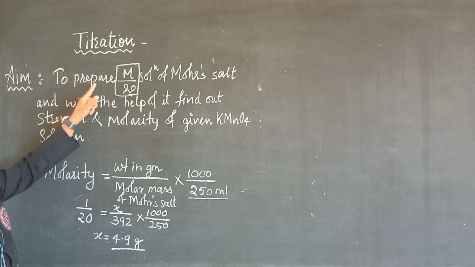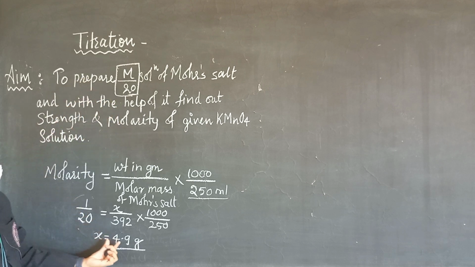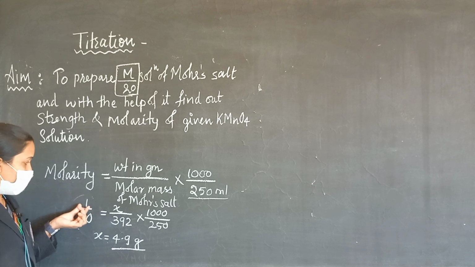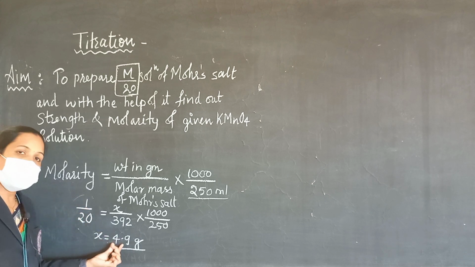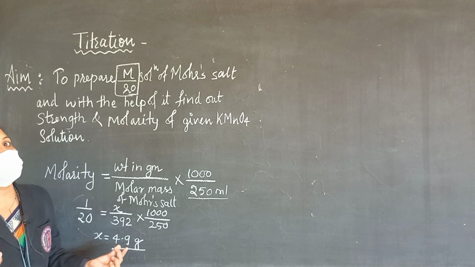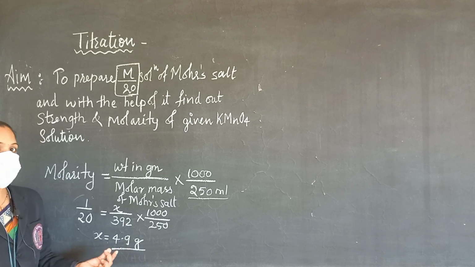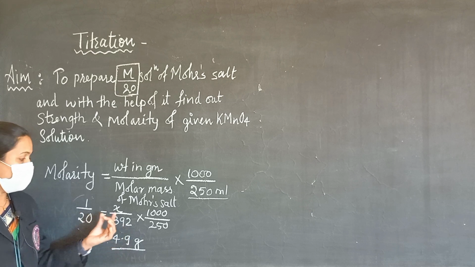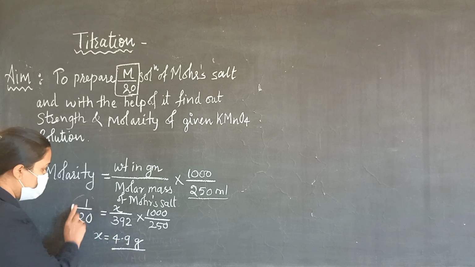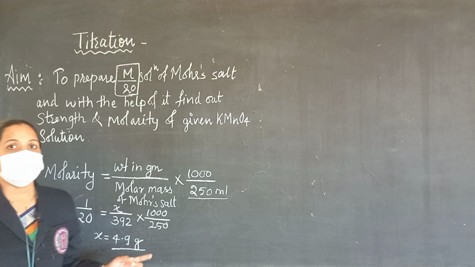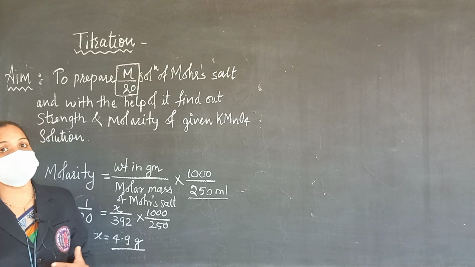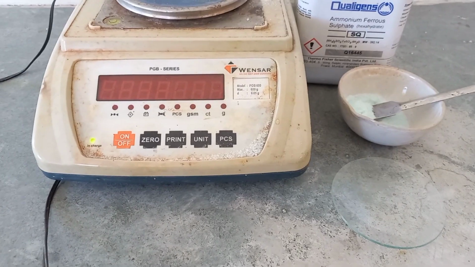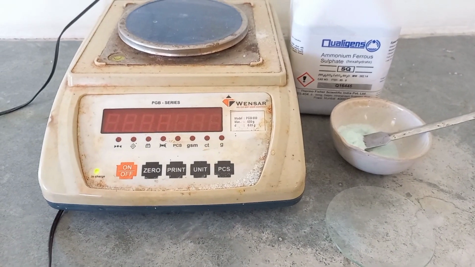X means this much quantity of Mohr's salt is required to prepare 1 by 20 molarity solution of Mohr's salt, and with the help of this solution we will be calculating the molarity and strength of the given KMnO4 solution. First of all I will tell you how to prepare the Mohr's salt solution, and then how to prepare the standard solution.